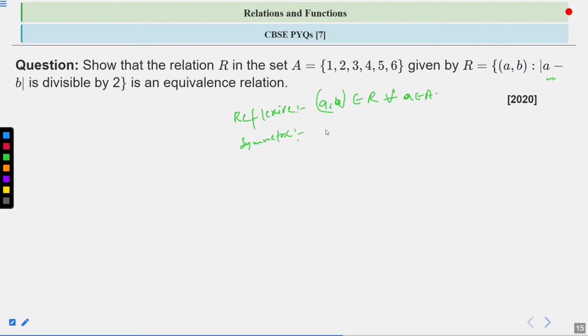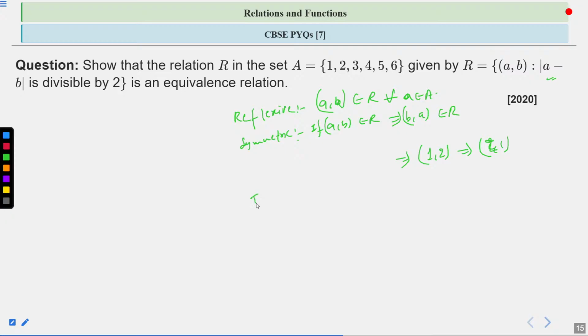What is symmetric? Symmetric says if (a, b) belongs to R, this implies (b, a) must belong to R. Clear? This is the condition of symmetricity. That is, suppose (1, 2) is lying in the relation, this implies (2, 1) must lie in the relation. Got it?